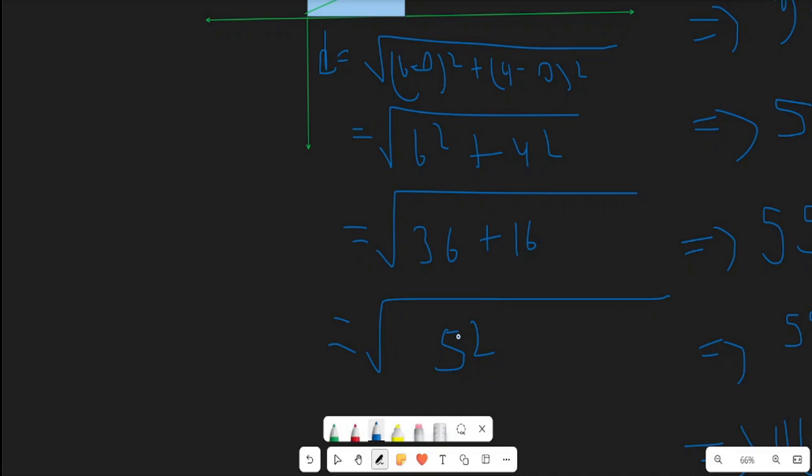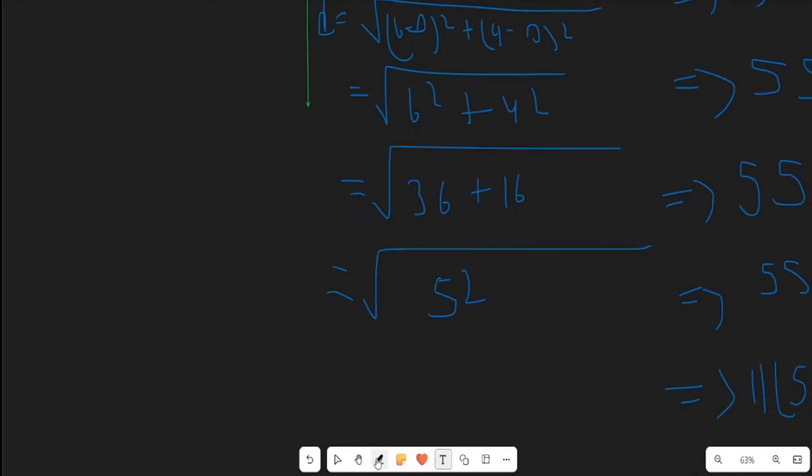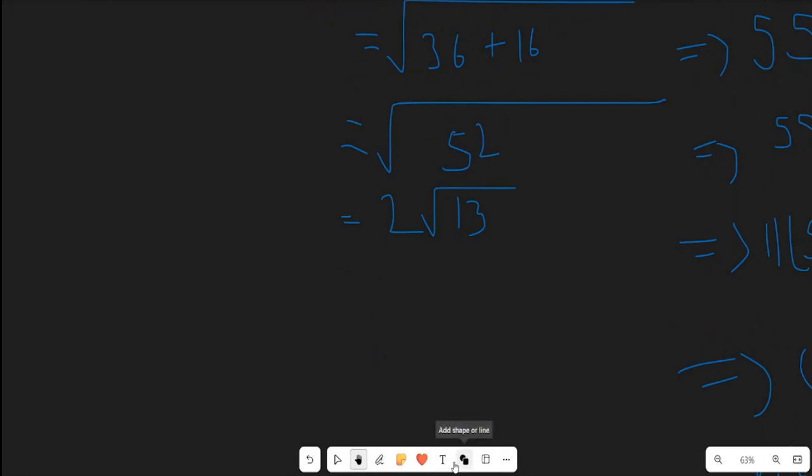6 minus 0 whole square plus 4 minus 0 whole square. It is root over 52, it's okay, but we can simplify it more by writing 2 into root over 13, and if we take approximately, it is 7.21 units.